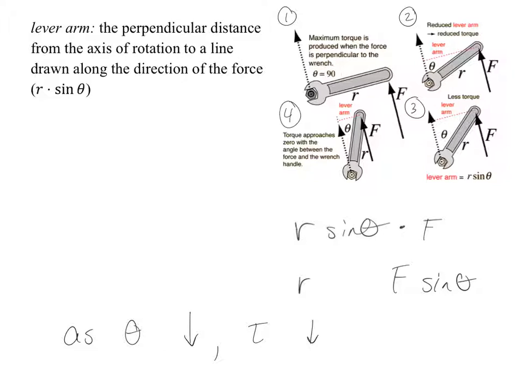From 0 to 90, I should say, they're directly related. After 90 degrees, it gets smaller again. So Ernest, from 0 to 90, as theta gets bigger, tau gets bigger, but then after 90, it gets smaller, actually. It's kind of weird.